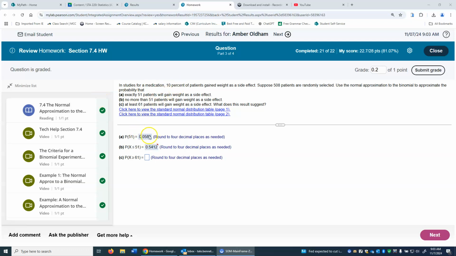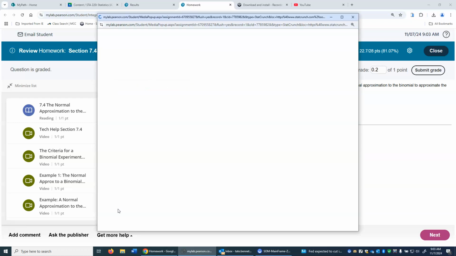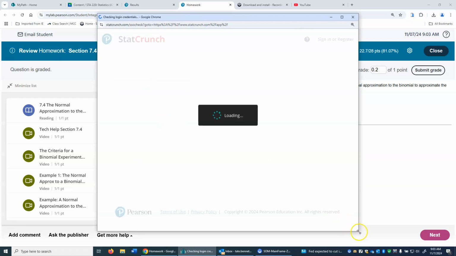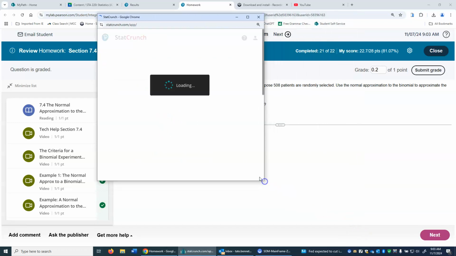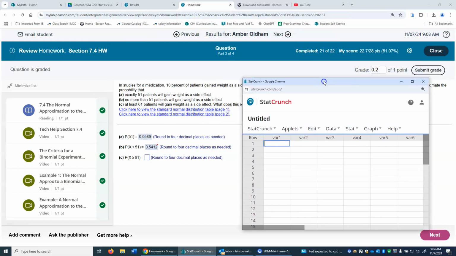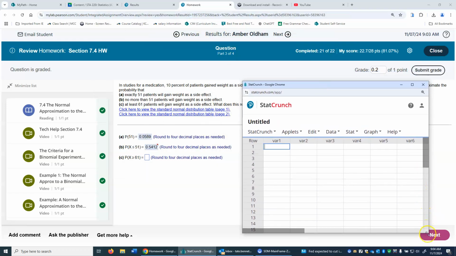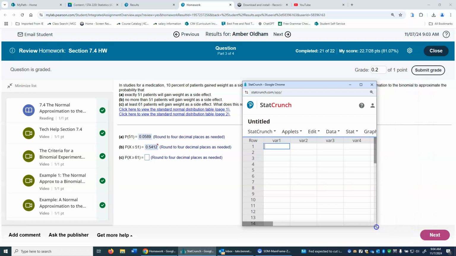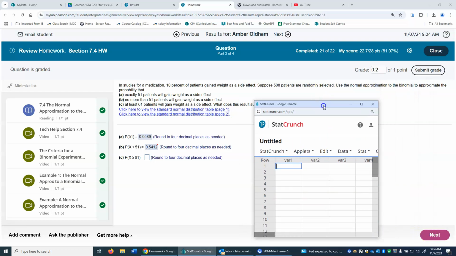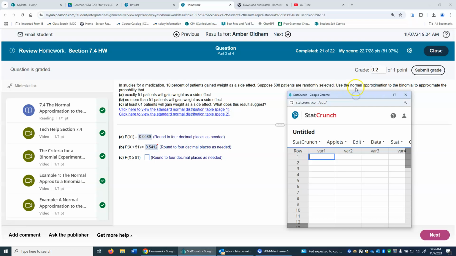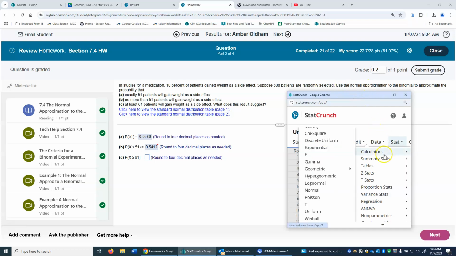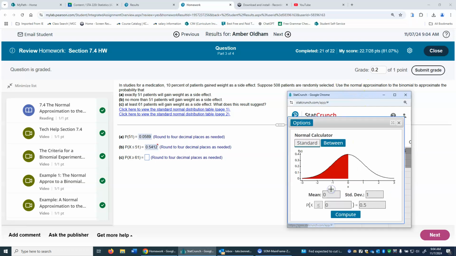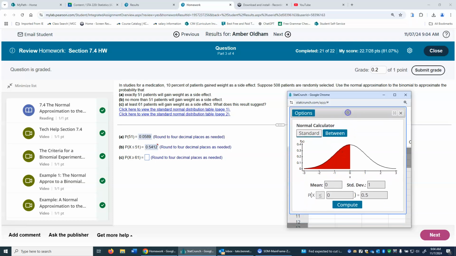So it looks like you got this one correct. I suppose you want to use StatCrunch once again. So let's see, we need to open StatCrunch. And let's make it a little bit smaller here. So we want to use the normal calculator. So we go to Stats, Calculator. We want to use the normal calculator here.